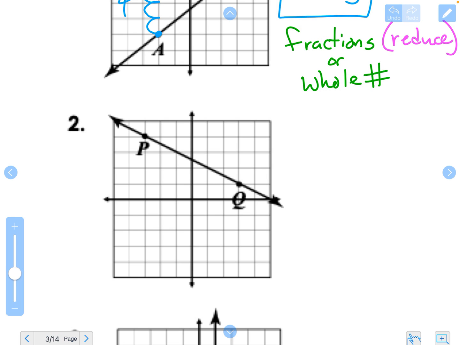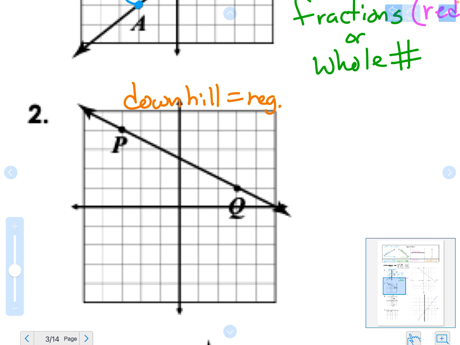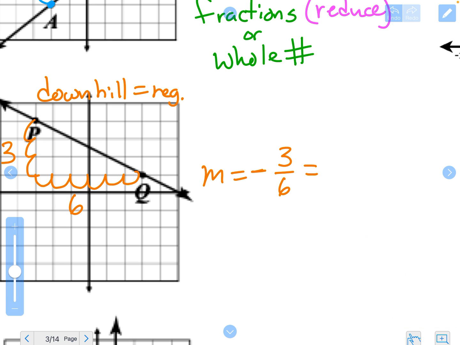So now let's look at this next line. This next line I know is downhill. And because it's downhill, I know that my slope is going to be negative. So I can go ahead and write m equals and put my negative there. The change in y, my up and down, is 1, 2, 3. And then my change in x, left and right, is 1, 2, 3, 4, 5, 6. So my slope is not a negative 3 over 3, it's a negative 3/6, which I know I can reduce to a negative 1/2. And so that is our slope there.